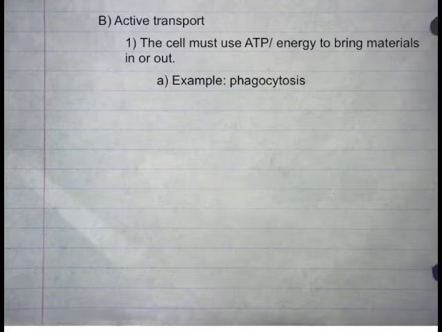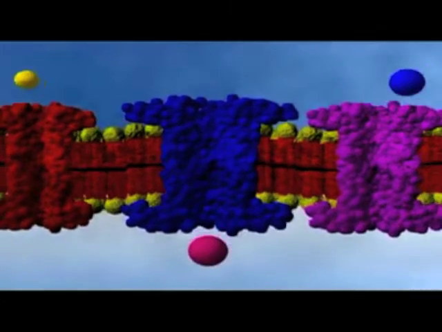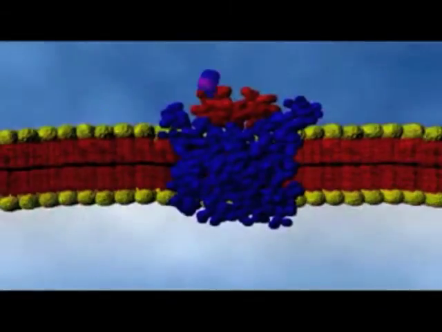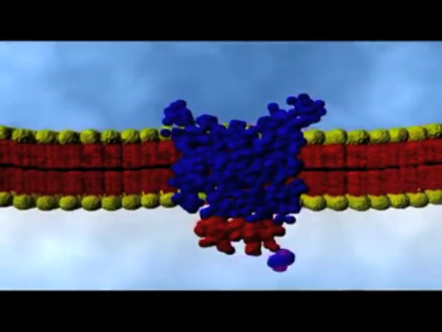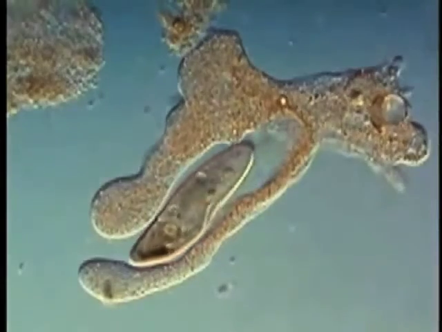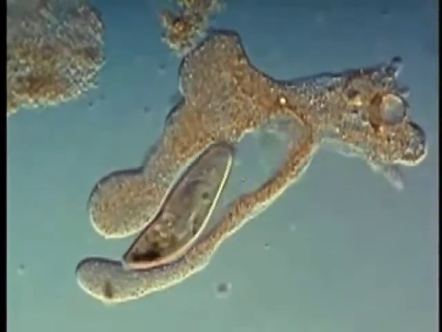Active transport. The cell must use ATP to bring materials in or out. In active transport, energy is required to move materials in or out. The cell cannot do them naturally. Some of these include eating by the cell, or phagocytosis.